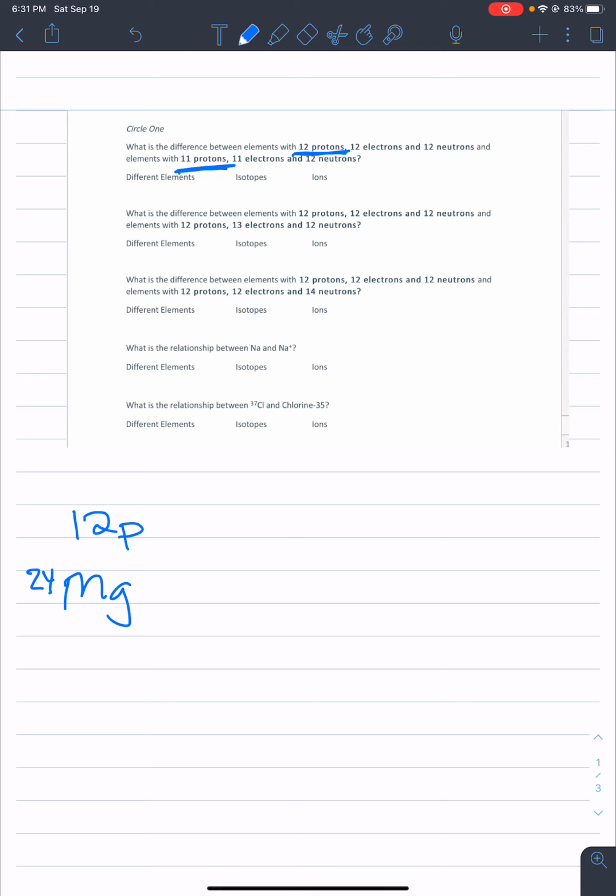If you look at this next one, it has 11 protons. So the one that has 11 protons, if you go on your periodic table, you'll see that this is actually element Na. This one has no charge, and it has a mass of 23. So this is asking you to compare these two and talk about what the difference is. So if we compare these two, we have an Mg compared to an Na. So these can't even be ions or isotopes of each other because they aren't even the same element. So for this one, you would circle different elements.